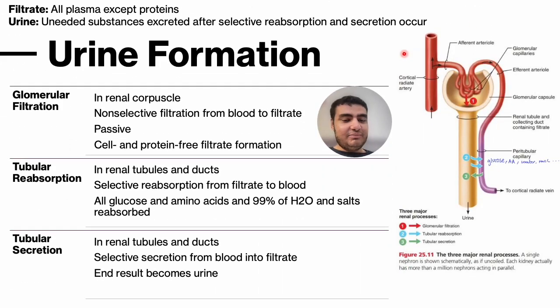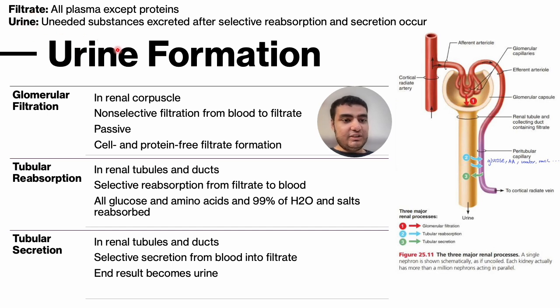And finally, we come to the important thing, which is urine formation. All of it is important, of course, but that's particularly important because that's the main function. So, in order to know how urine forms, we need to know what urine is. So, we need to differentiate between something known as the filtrate and the urine.